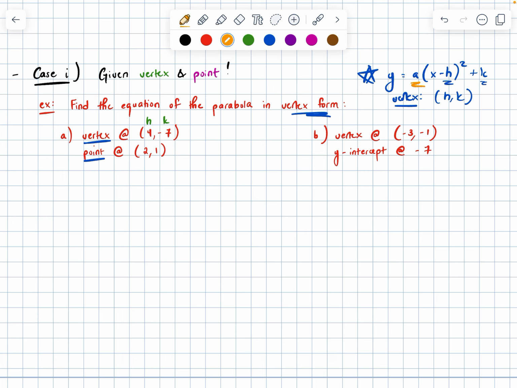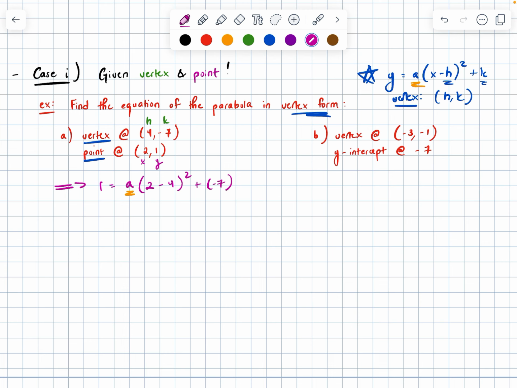The only thing that I'm missing now is this guy a. But would you look at that, if I think about it, if the point 2, 1 is on my graph, doesn't that just mean that 2 is a specific value of x that corresponds to the specific y value, 1? Well, if I take all of that information and substitute in, look here, I've got 1 for y is equal to a, the thing that I need to solve for, times x, which we've identified as 2, let me do this in pink so it's all the same color, minus 4 for h, quantity squared, plus that -7 at the back.